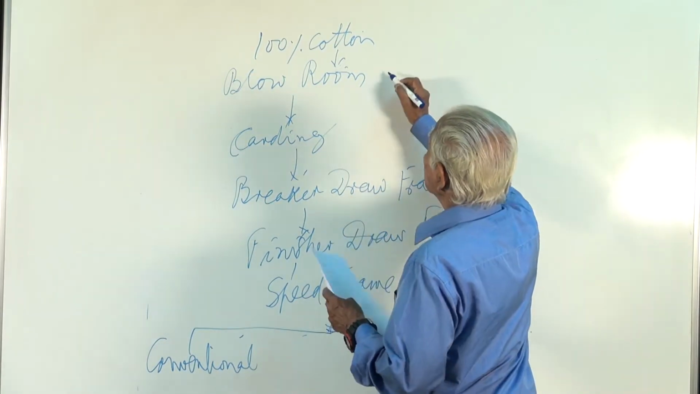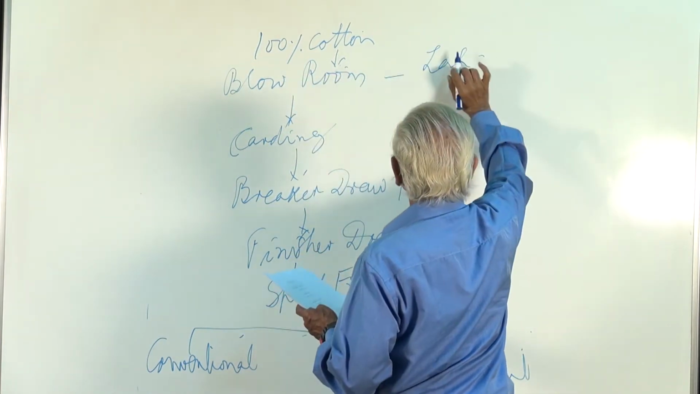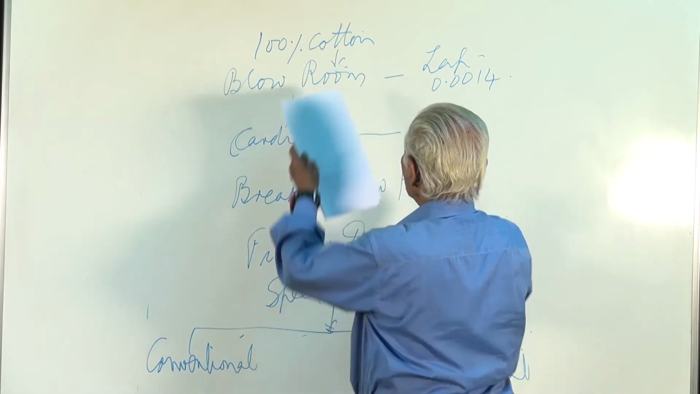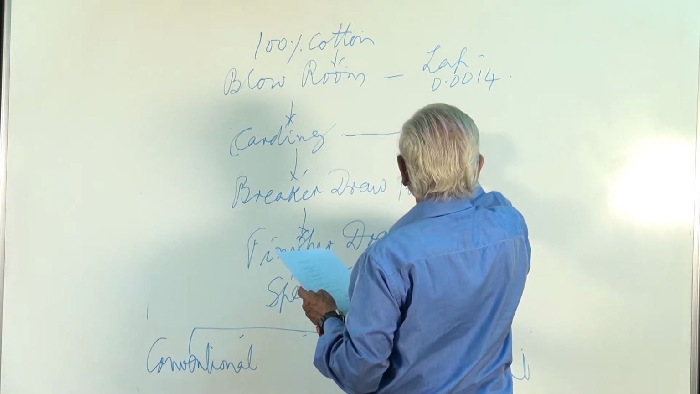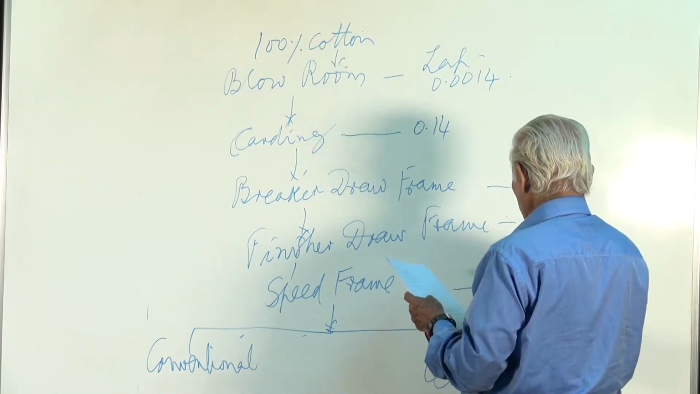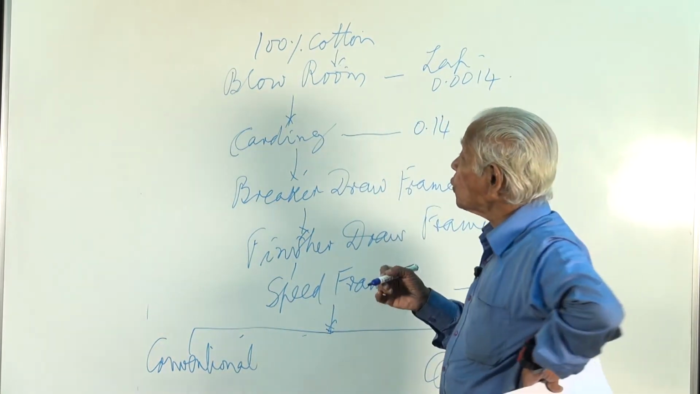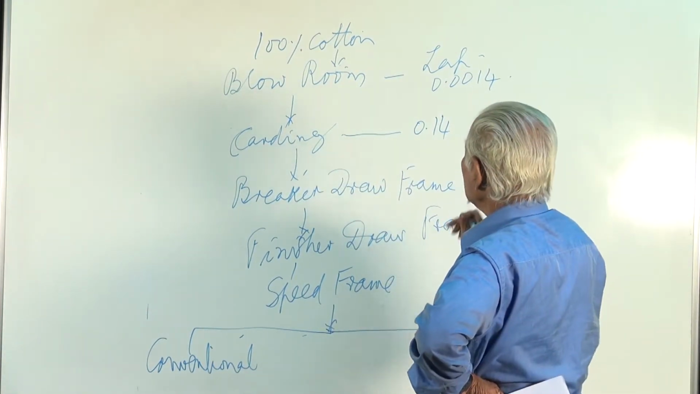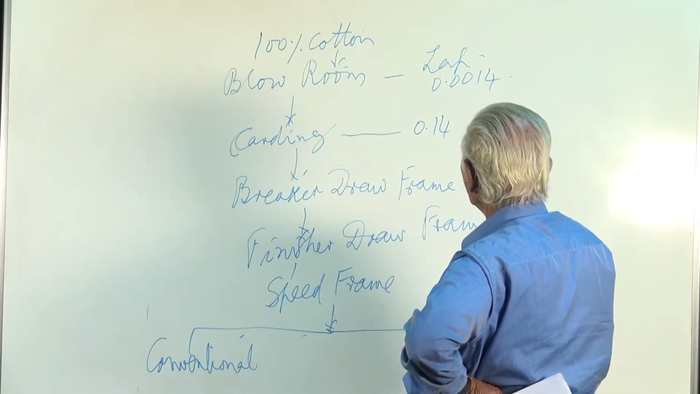And when you look at the hank of the material, here the input is cotton, the output is a lap which has a hank of 0.0014. Here lap is the input and sliver is the output, and the sliver hank is 0.14. Breaker drawframe, finisher drawframe, it is all 0.14, and in speed frame it is 1.4, and in spinning it is 30s. Now what does it show? When the hank is 0.0014, it is very coarse, that is very thick. Then it is thinned out to 0.14, almost about 100 times or so.